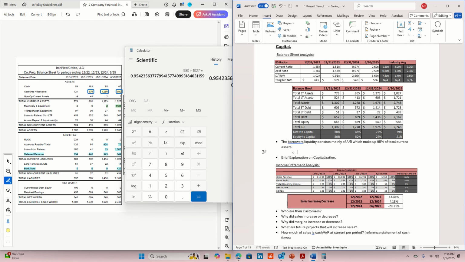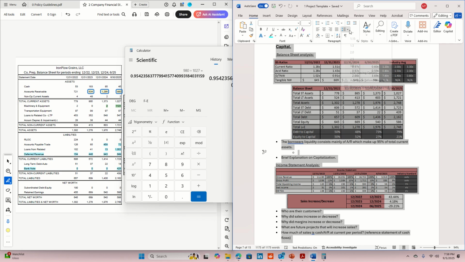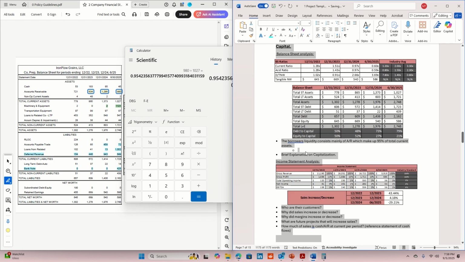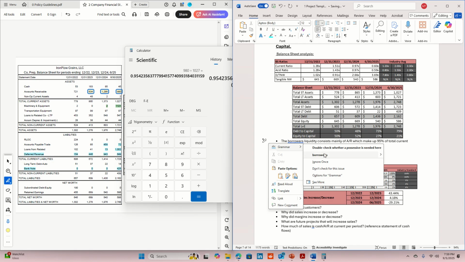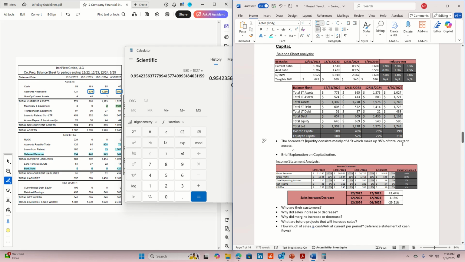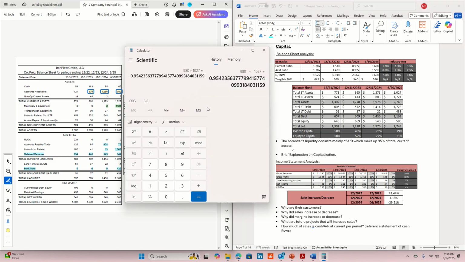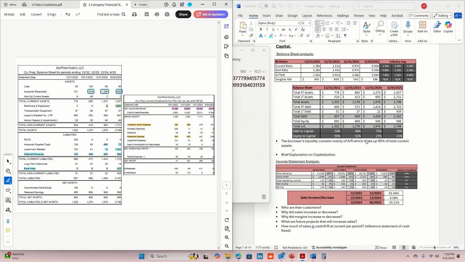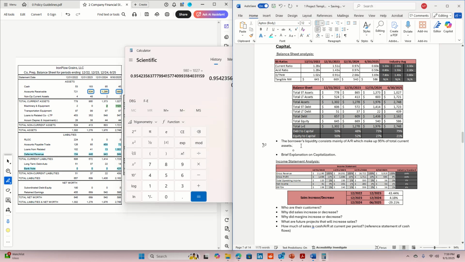Now we're going to make a bullet right here. I don't like my spacing, it's too spaced. I like stuff more together. Okay, so the borrower's liquidity consists of AR, which makes up 95% of total current assets. So when you're doing inventory, I want you to do the same thing, right? Find out how much of inventory makes up the total amount of current assets, and I want that to be your first statement. So for mine, we only have accounts receivable, so that's my first statement.